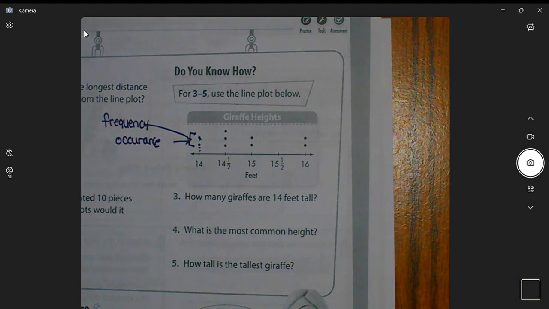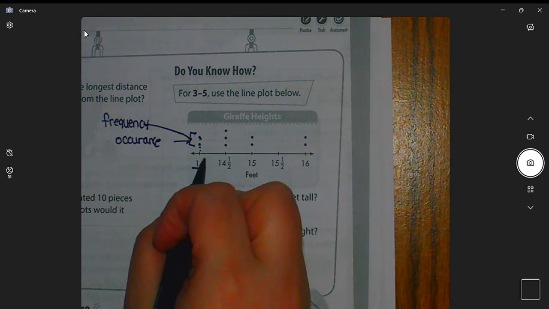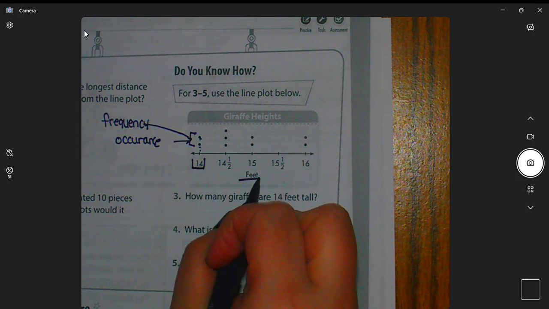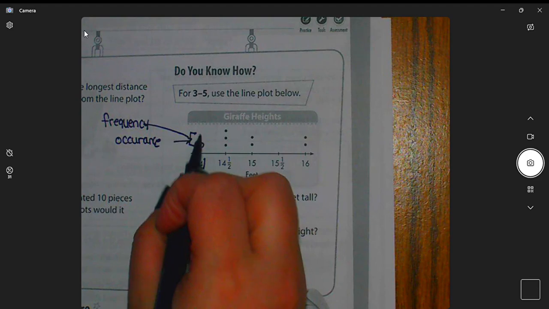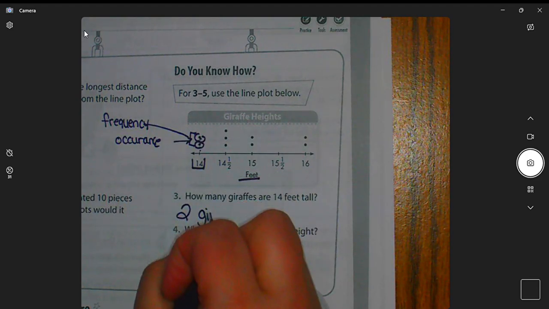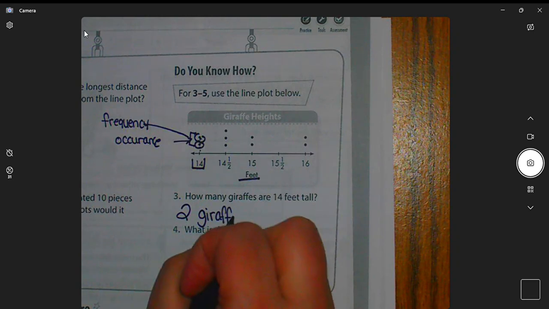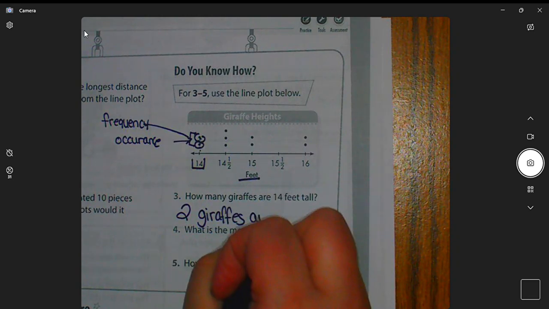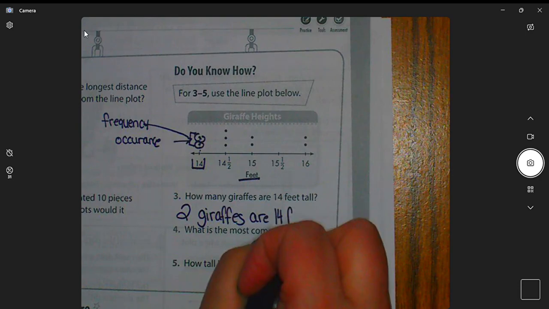How many giraffes, this is talking about giraffe height in feet. How many giraffes are 14 feet tall? So what I'm going to do is look at the number 14 because 14 feet, let's see, 1, 2. So 2 giraffes are 14 feet tall.